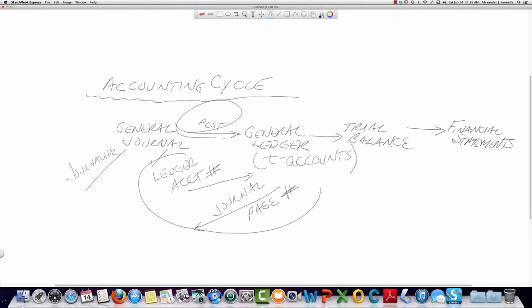This is a cross-referencing that we need to audit. It leaves an audit trail. So if we go to the journal, we have the ledger accounts, we know where we can find them. If we go to the ledger, we have the journal page numbers, and we know where we can find them as well.